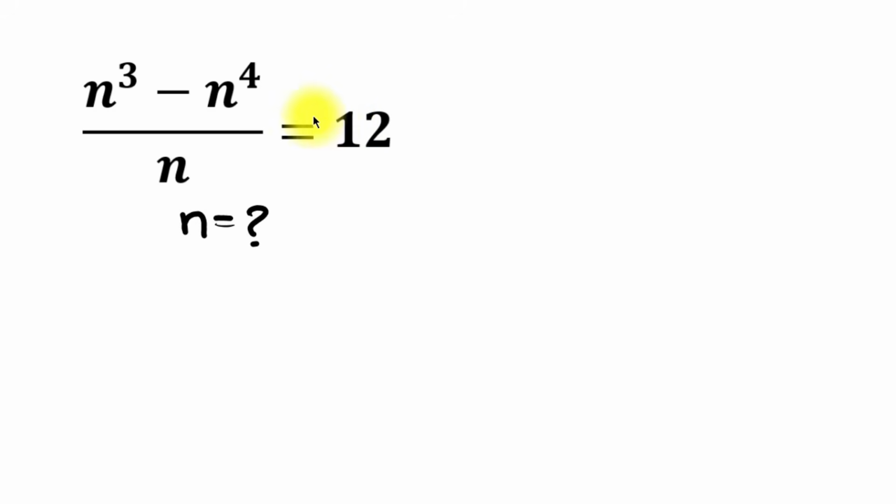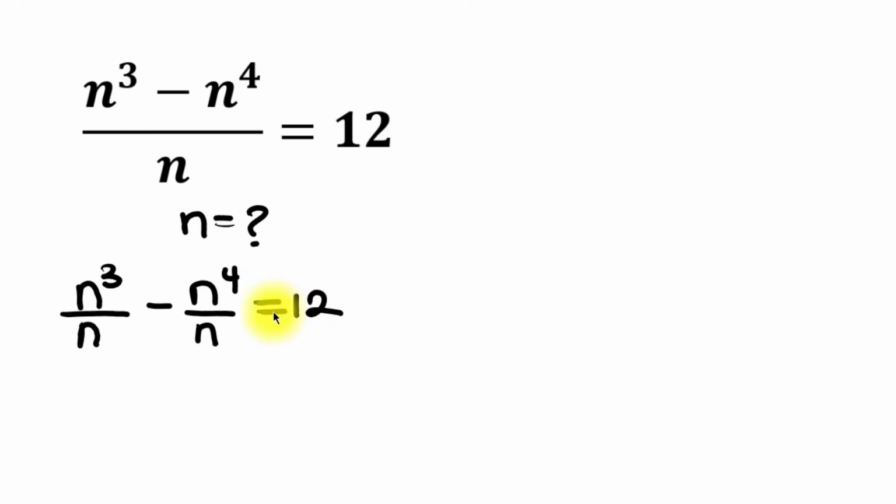Well, our first step will be for us to separate the fraction on the left, and this can be done this way. We have n cubed all over the denominator n, then minus n to the power of 4 all over the same denominator n. Good, and this is equal to 12. Now let's divide. n cubed divided by n will be n squared, minus n to the power 4 divided by n, which will be n cubed. And this is equal to 12.